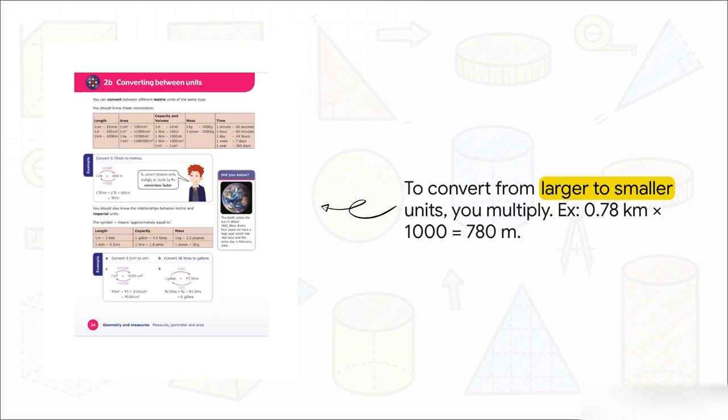And the rule for converting? It's actually super simple. When you're going from a bigger unit to a smaller one, say from kilometers to meters, you just multiply. And that makes sense, right? Because you're going to have a lot more of the smaller unit. And to go the other way, from small to big, you guessed it, you just divide. That's really all there is to it.